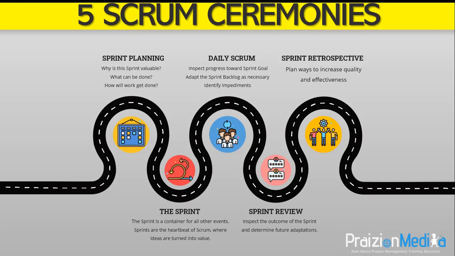So the sprint retrospective concludes the sprint. It is time boxed to a maximum of 3 hours for a 1 month sprint. For shorter sprints, the event is usually shorter. And that's it, the 5 Scrum ceremonies. I hope you found value from it.